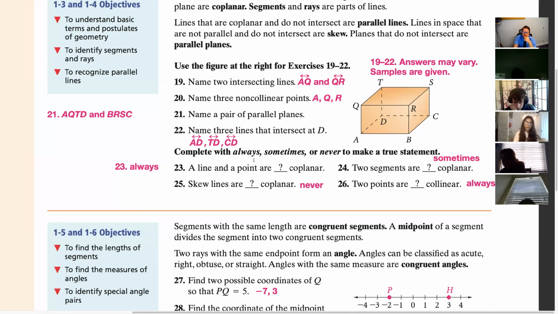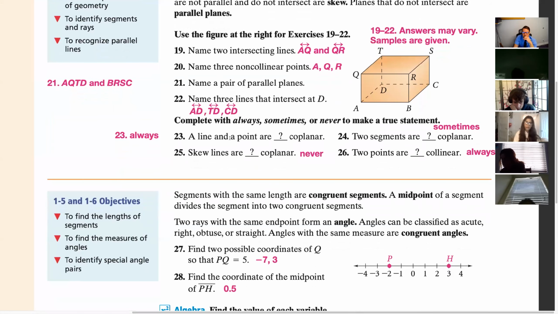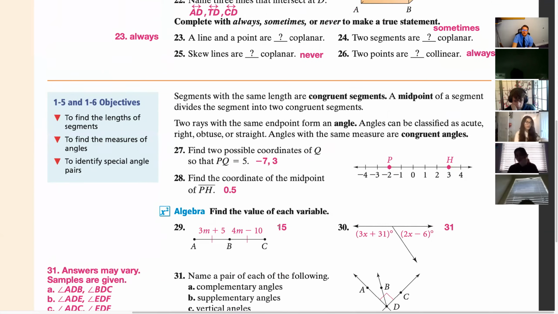Okay? Complete with always, sometimes, or never to make a true statement. A line and a point are always coplanar. 2 segments are sometimes coplanar. However, they could also be non-coplanar. Skew lines are never coplanar. 2 points are always collinear. Okay? Meaning that there's only one line that contains the 2 points. All right, 1.5 and 1.6.